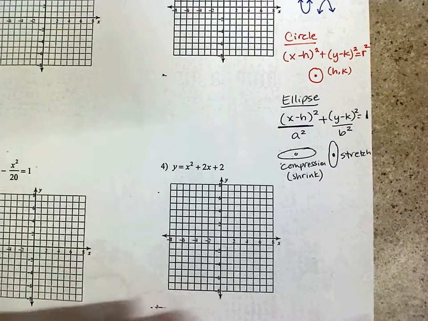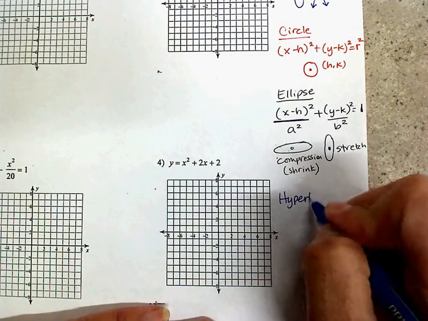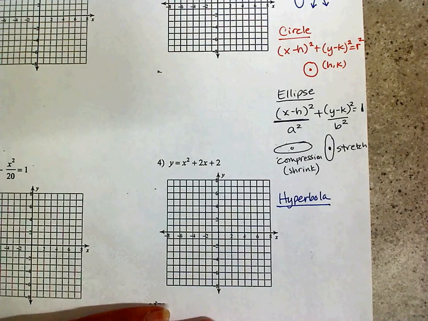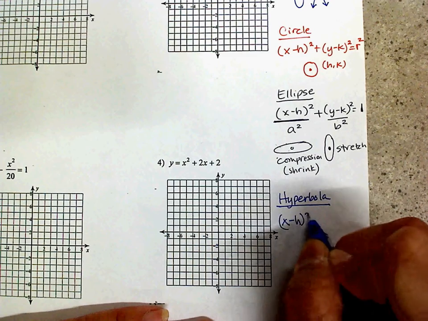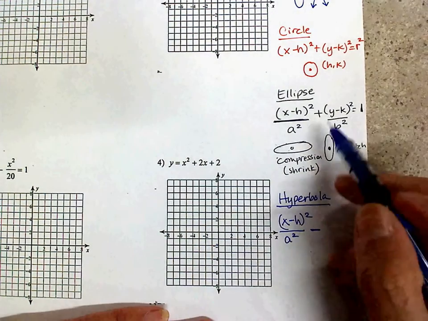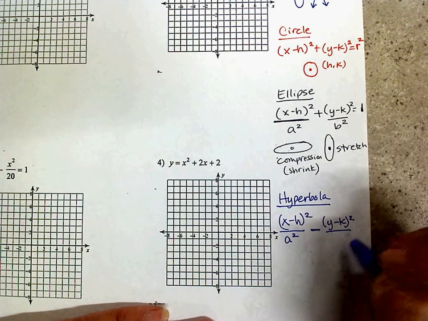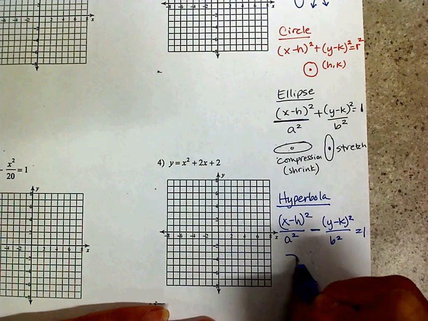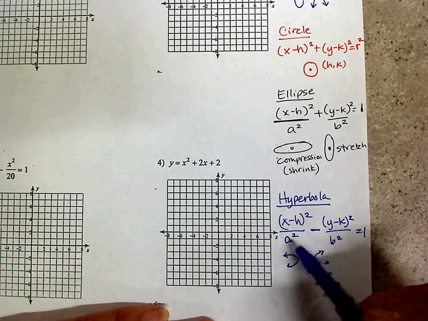All right, another one is your hyperbola. Now your hyperbola determines which way it opens, okay? So if you have x minus h squared over a squared, notice this is a minus instead of a plus, y minus k squared over b squared equals 1. You are going to have a hyperbola that's going to open from left to right, because your x right here is positive.